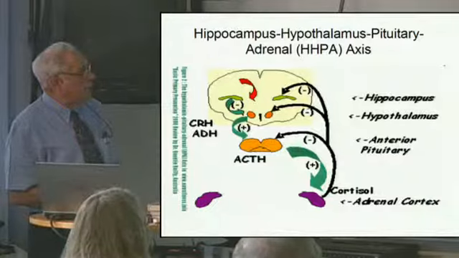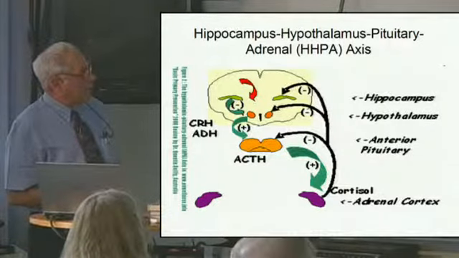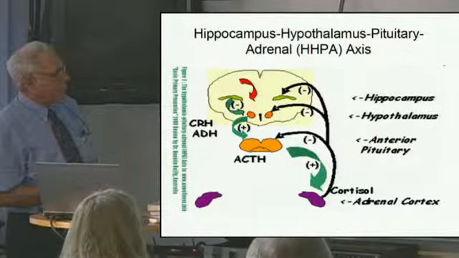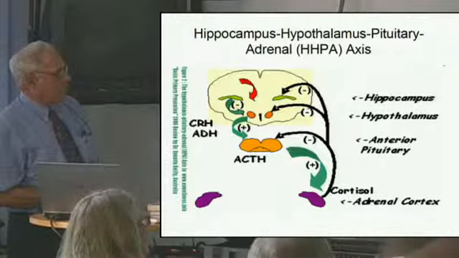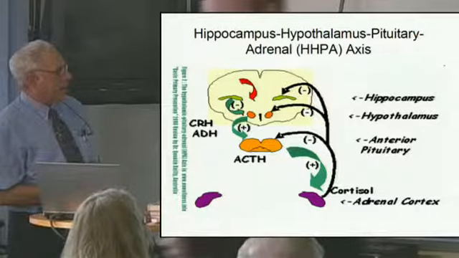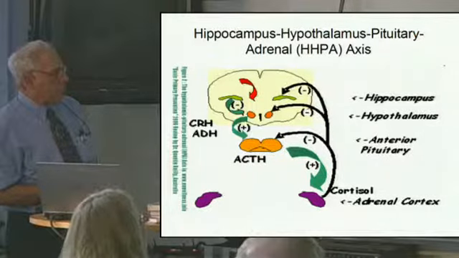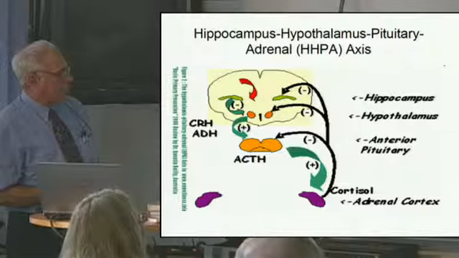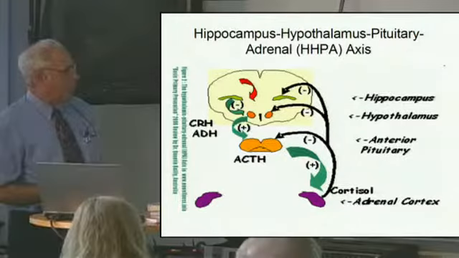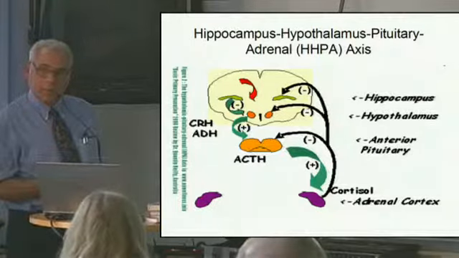And here's the HPA axis. It's actually HHPA because I put hippocampus on here as well. You have the hippocampus, and then the hypothalamus, the pituitary, and then here are the adrenal glands. And there's the feedback system here that's supposed to regulate the cortisol output. But the problem is the ACTH is not made properly, and so that's what messes up the regulation.